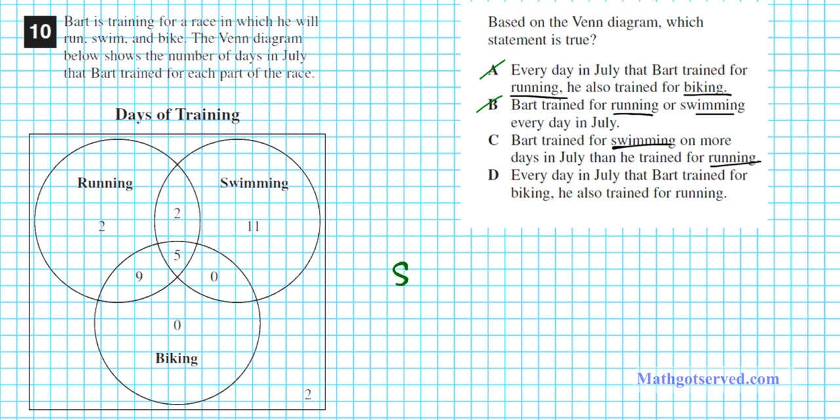Swim days. We have 11 plus 2 plus 5. That's 7 plus 11. That's 18. This must exceed the number of running days in order for this statement to be true. Okay, so running days, they are how many? 2 plus 5, 7. 7 plus 2, 9. 9 plus 9, 18.